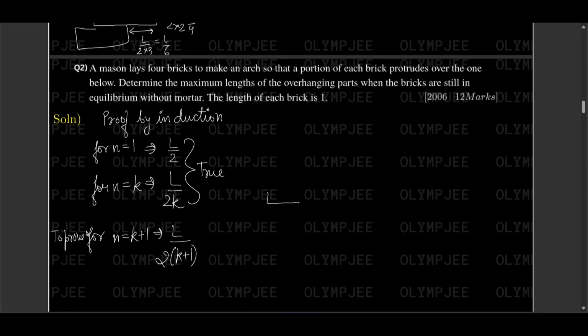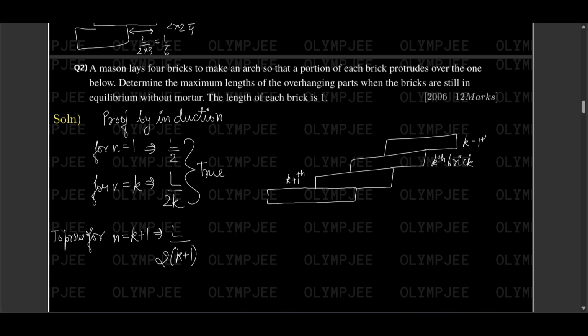So the situation is something like this. Assume that this is the k plus 1th brick and this is the kth brick. This will be the k minus 1th brick and so on, dot dot dot. These will be a group of total k bricks, right? We have assumed that it is true for this group of k bricks that the maximum overhang will be equal to L by 2k.